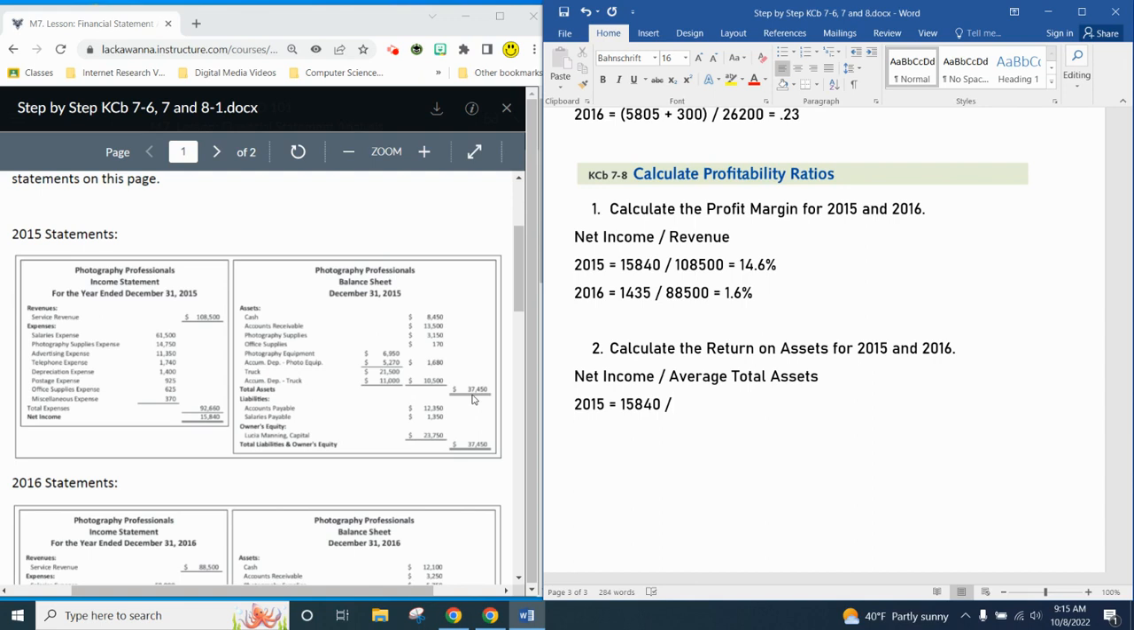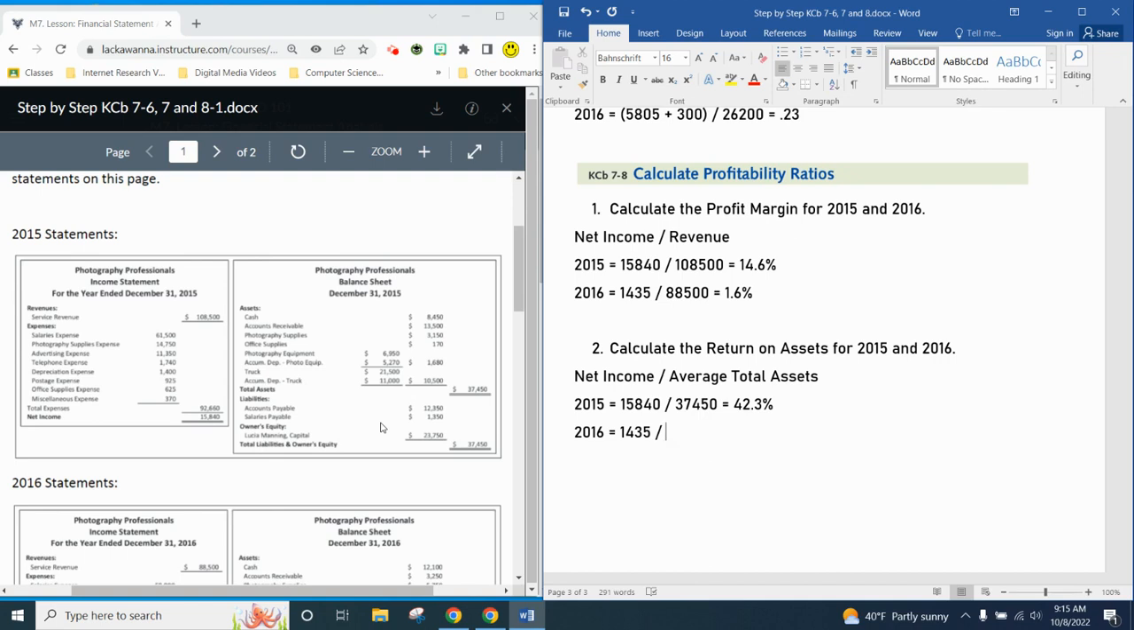Now, for 2015, we don't have a previous year's assets, so we're going to use the total assets we have of 37,450. Okay, so this is going to give us 14.3%, or I'm sorry, 42.3%. Now, for 2016, we know that our net income is 1435.